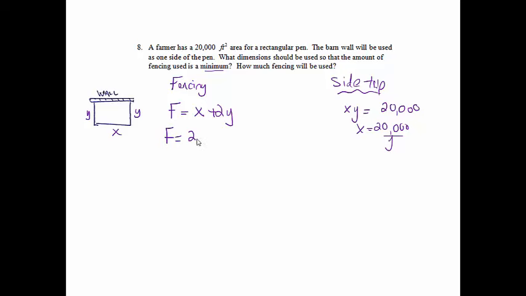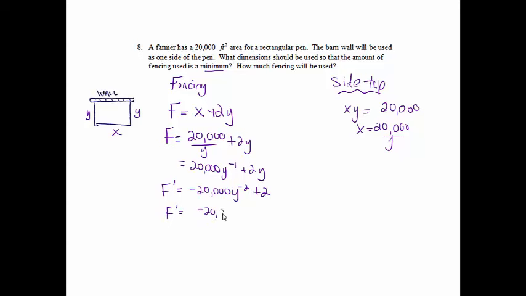We'll have F equals 20,000 over y plus 2y. I'm going to rewrite that as 20,000 y to the negative 1 plus 2y. I'm now ready to take the derivative. So I'll bump my negative 1 out front. I'm going to get negative 20,000 y to the negative 2 plus 2. I'm going to rewrite that as negative 20,000 over y squared plus 2.